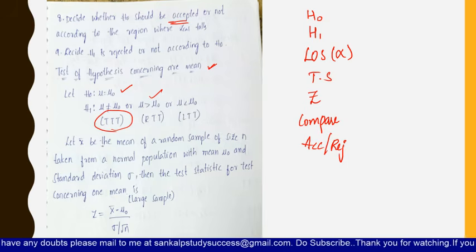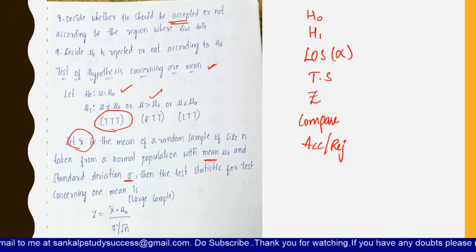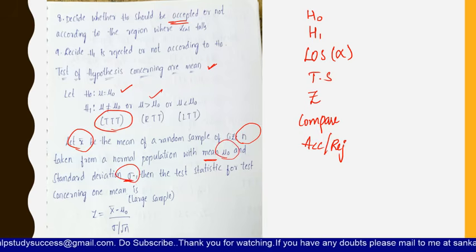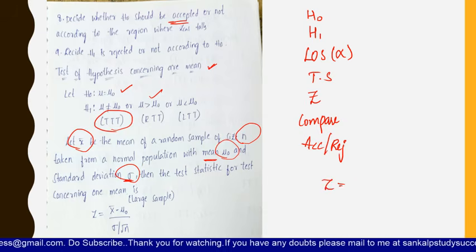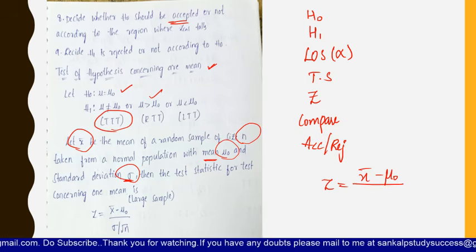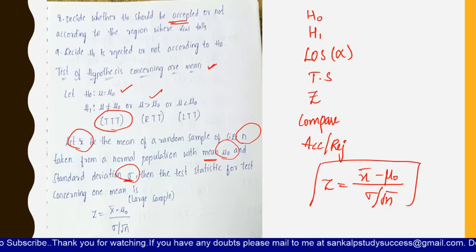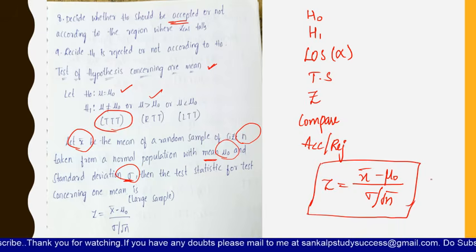Now, let x bar be the mean of a random sample of size n taken from a normal population with mean mu naught and standard deviation sigma. That means x bar is the mean of the random sample whose size is n, and the normal population has mean mu naught and standard deviation sigma. These are the values given in the question. Then the test statistic is z equals x bar minus mu naught by sigma by root n. Using this formula, we calculate the z value, where x bar is the mean of the random sample.